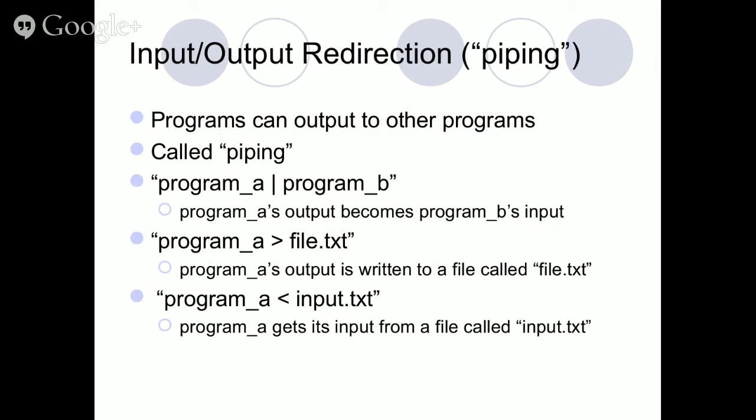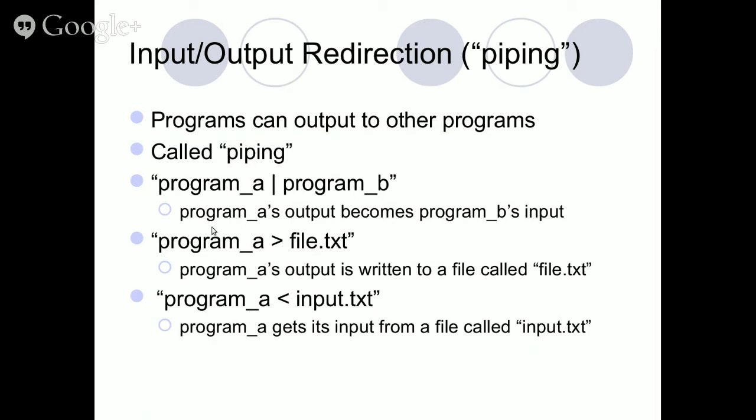All right, so you have input output redirection. This is called piping. So basically, programs can output to other programs, and that's called piping. And here it is showing that you have program underscore A, then you have a pipe. So this is the pipe right here. So they're piping these items to program B, right? So basically, program A's output becomes program B's input. And then here you have program A, and then moving items to file.txt.